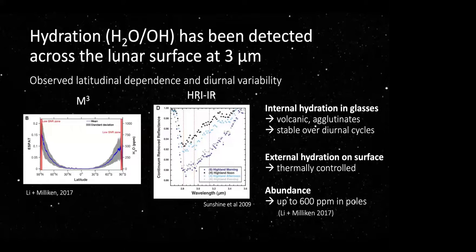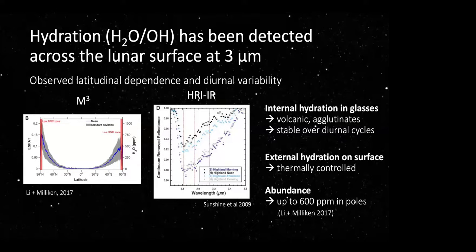And then as you go back into the lunar evening and through the lunar night, back into lunar morning again, the 3 micron feature replenishes itself. So you know from these 3 micron observations that at least a portion of the hydration on the lunar surface is internal. So this is hydration that's in glasses, be it volcanic, agglutinitic, but they're going to be stable over these diurnal cycles. So they're not going to be thermally removed throughout the course of the lunar day. But there will be a portion that's external to our minerals, and that will be thermally controlled.